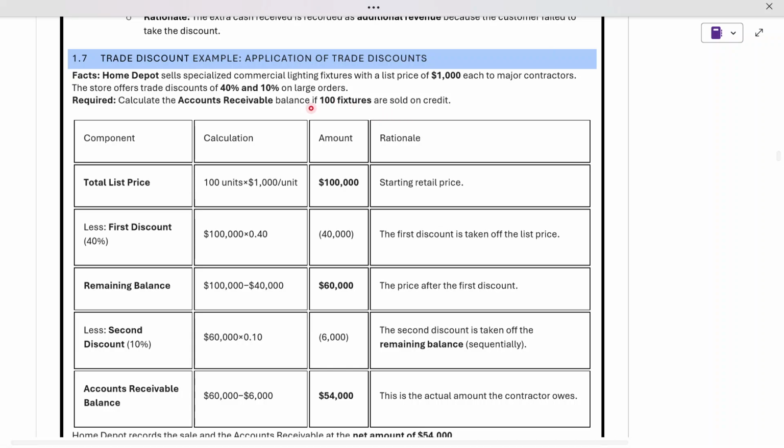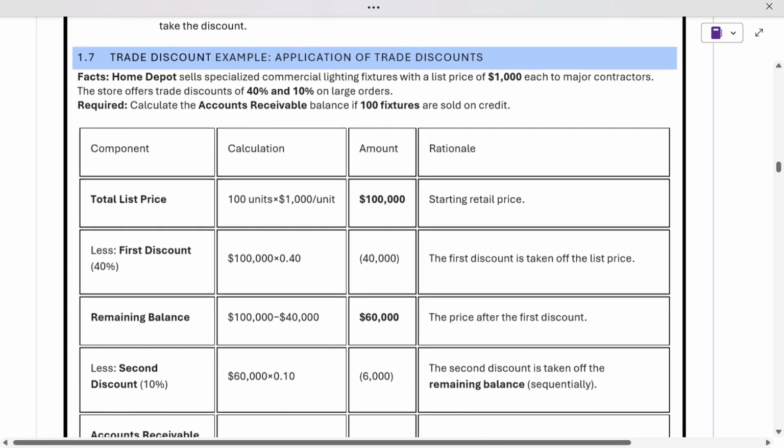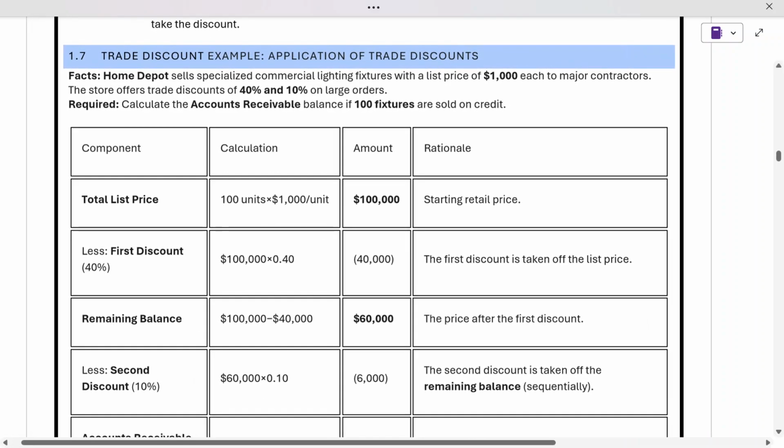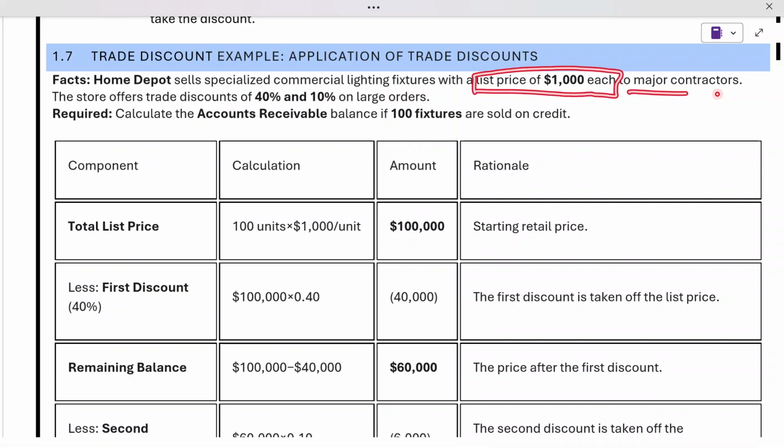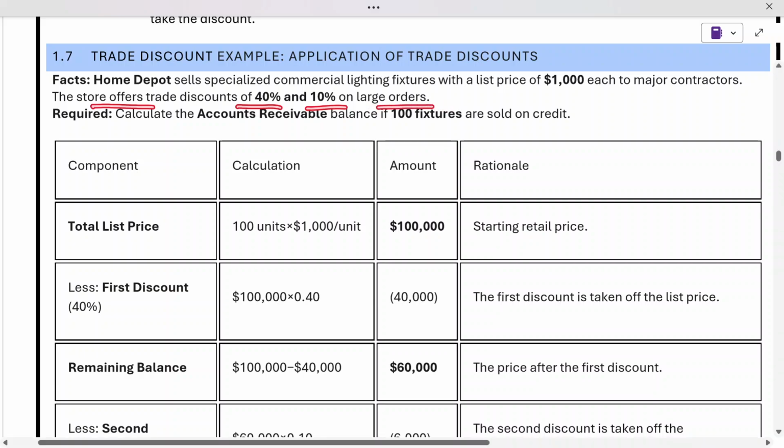Okay, so now let's talk about the trade discount and how that is being applied. Let's take the example of a company whose name is Home Depot, and Home Depot sells specialized commercial lighting fixtures with a list price of $1,000 each to major contractors. The store offers a trade discount of 40% and 10% on large orders. So basically, if someone places a large order, then the discount there will be 40% and 10%, as mentioned here.